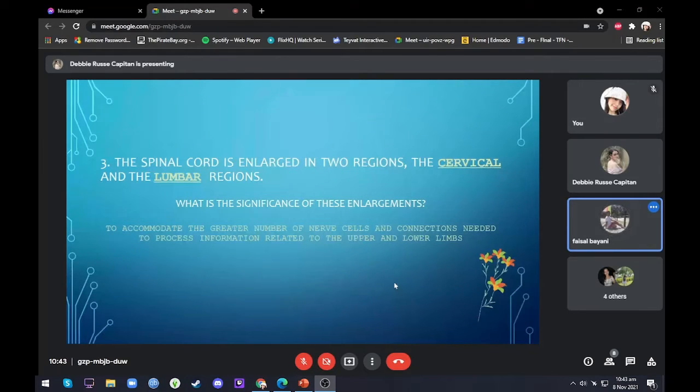Number 3. The spinal cord is enlarged in two regions. So our answer is the cervical and the lumbar regions. What is the significance of this enlargement? To accommodate the greater number of nerve cells and connections needed to process information related to the upper and lower limbs.